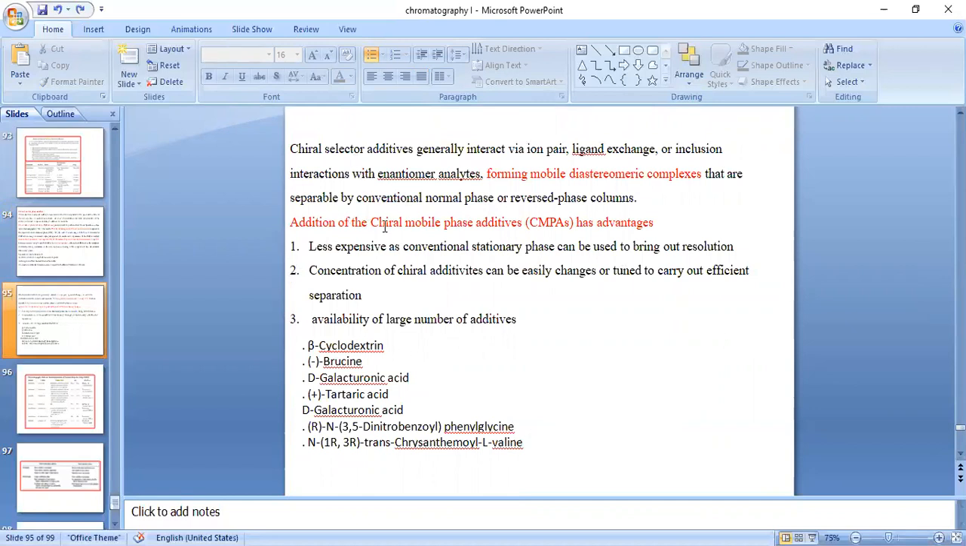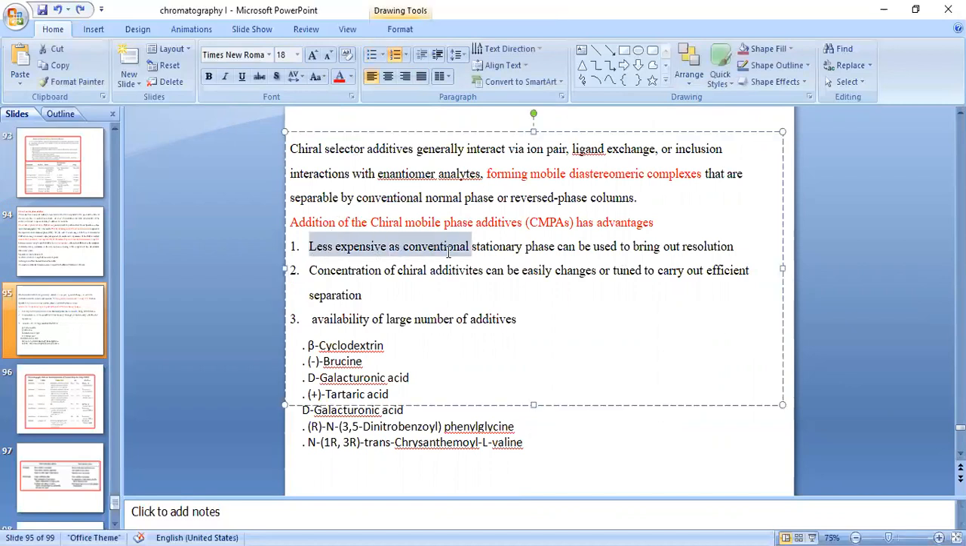So there are advantages that are associated with the chiral mobile phases. First advantage, as I have discussed, is they are less expensive as compared to the other two methods, because here we use the normal conventional adsorbents and we use the normal solvents. Only thing is we are adding the chiral mobile phase additives. Second is the concentration of the chiral additives can be easily changed or tuned. We can change the concentration of the chiral additive according to our need, so that we can bring out the efficient separation.